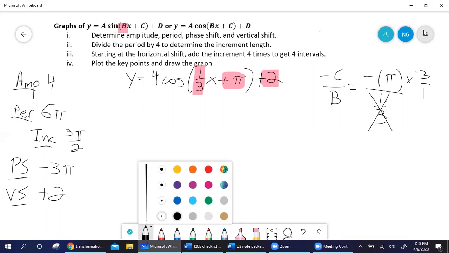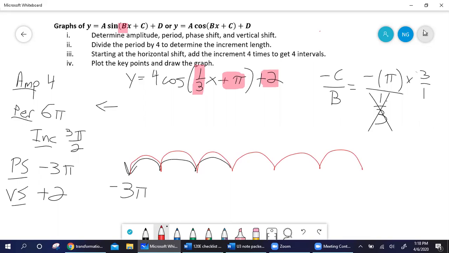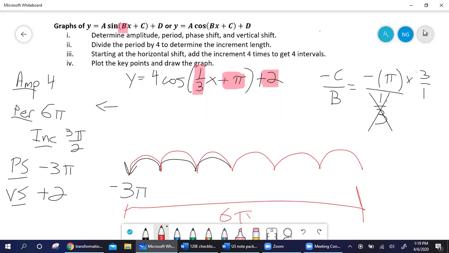So before we start our graph, let's think about what this would look like. I would be starting to the left 3 pi. It's going to take me 6 pi to finish my graph, 1, 2, 3, 4, 5, 6. If that whole distance is 6 pi, that means it's going to finish at positive 3 pi. So this one's actually going to be evenly split on the x-axis.